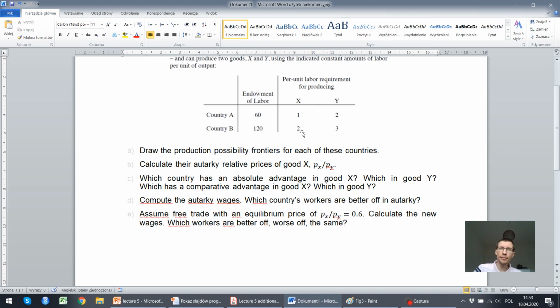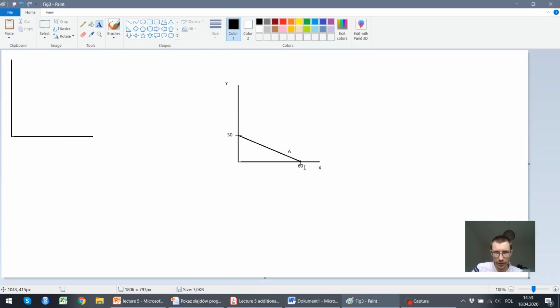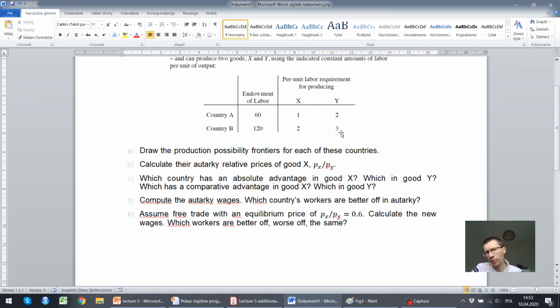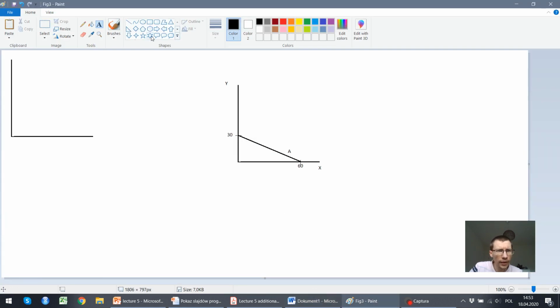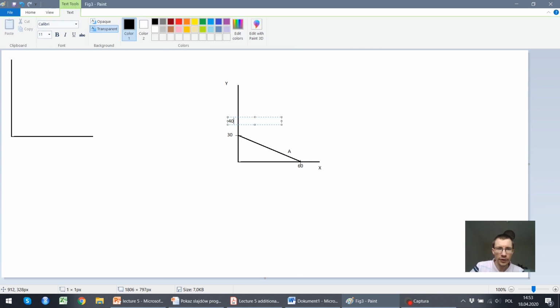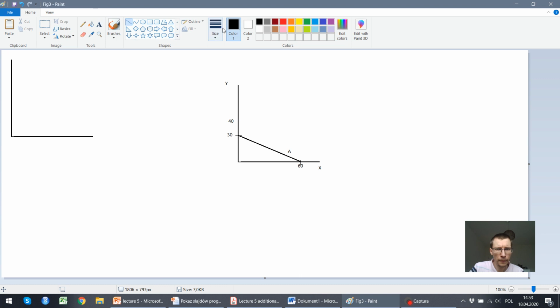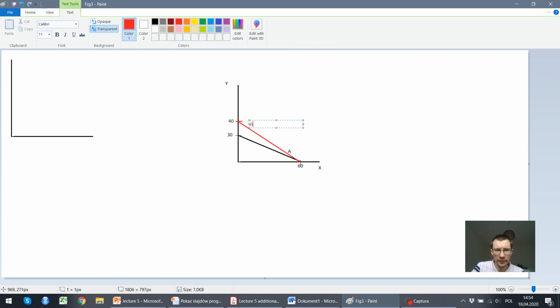Fair enough. So the same we can do for the second country, for country B. So in country B, you see that the maximal amount of good X that can be produced in country B is also 60 units, which is this point here, while the maximum number of units of good Y that can be produced in country B is exactly 40 units, which is 120 over 3, which we can say is somewhere here. Which means that the production possibility frontier for the second country, let's put it in red, is somewhere here, and this is country B.